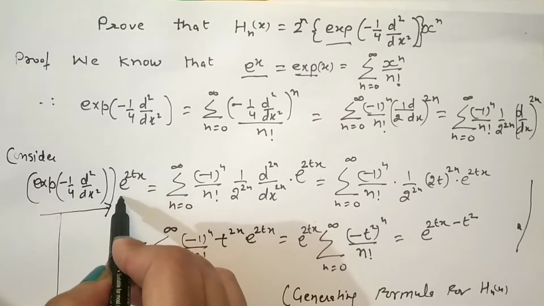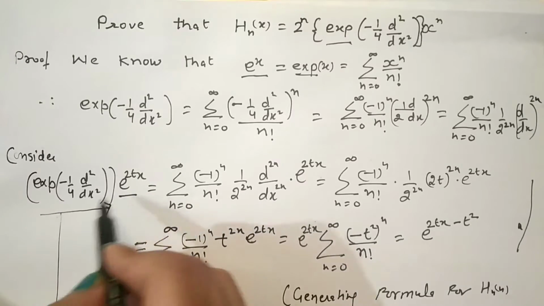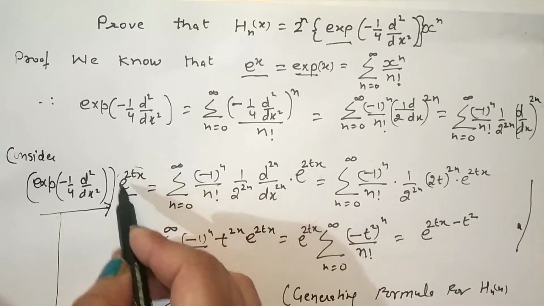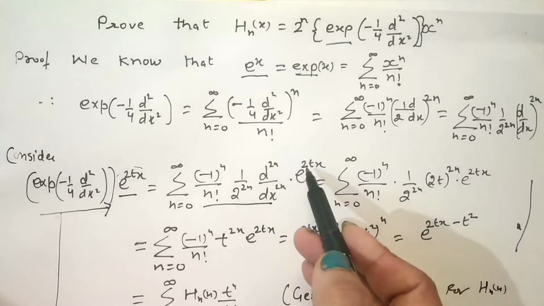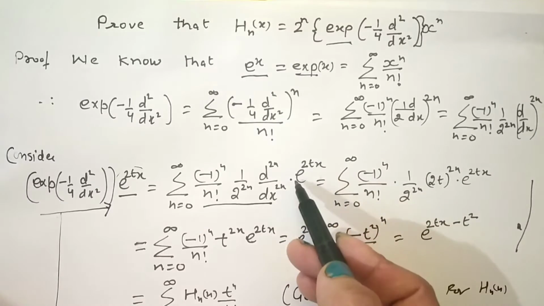Now we multiply it with e raised to power 2tx. So if we multiply these two, what will we get? This we have already obtained. E raised to power 2tx we have written extra.